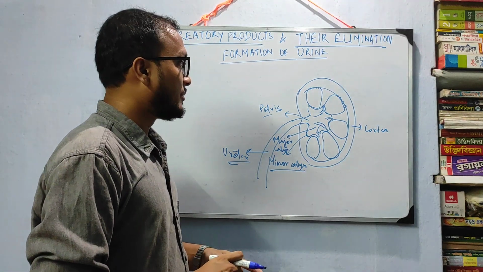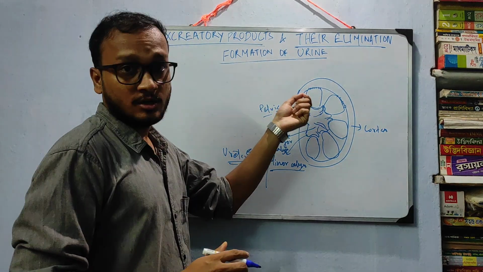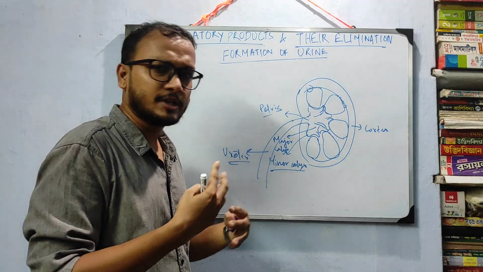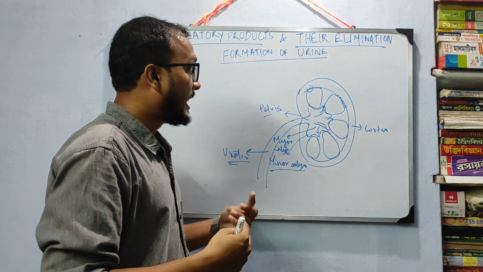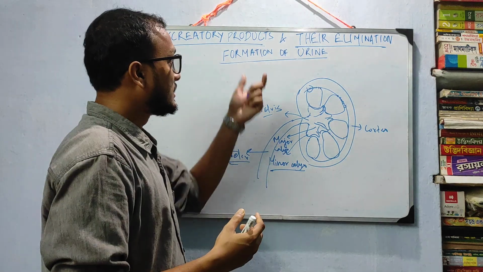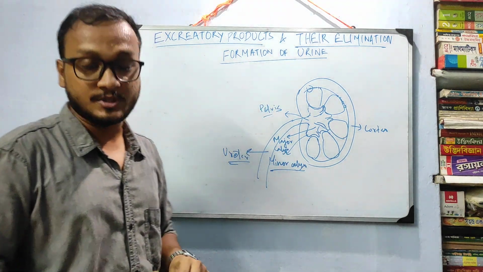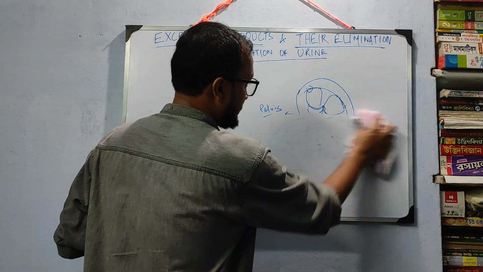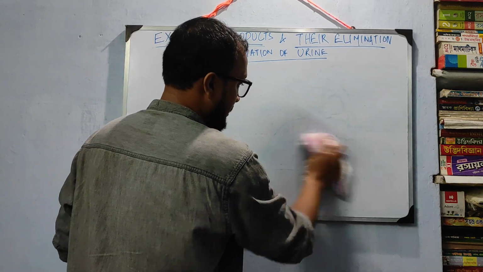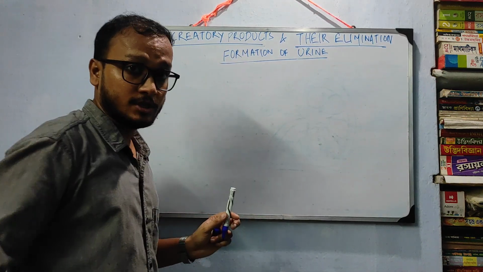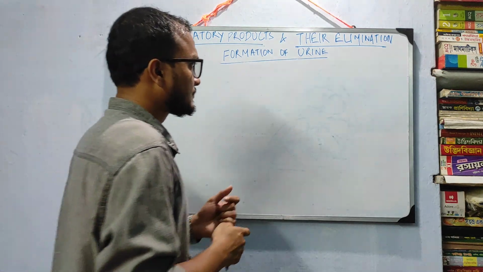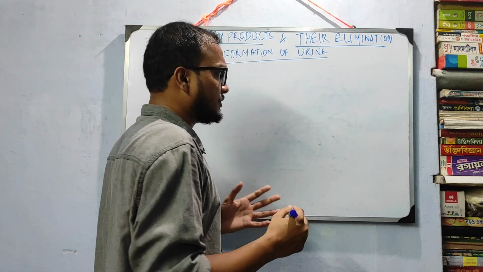Now today we will talk about the function of the nephron. We talked about the structure of the nephron also, and we will recall it. After that we will talk about the formation of urine and what the steps are. So let's start. Everybody open your notebook so you can take notes during the session, and if there is any doubt you can ask me. So what are the steps in urine formation?